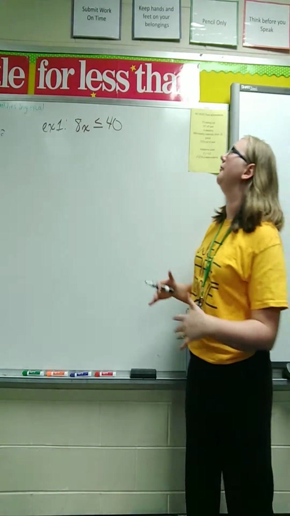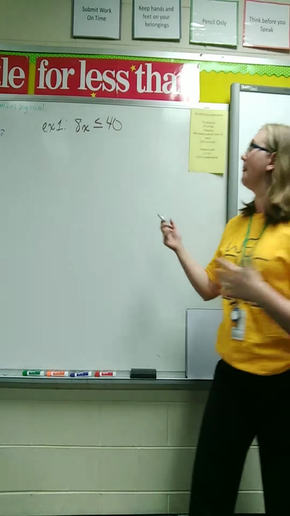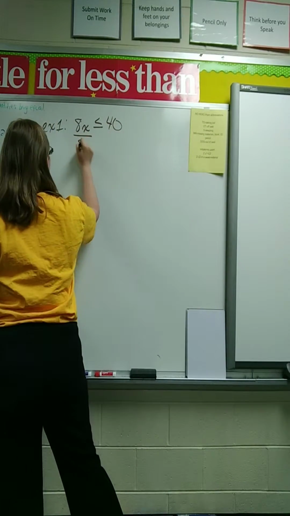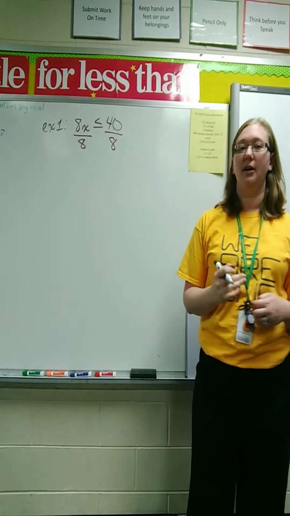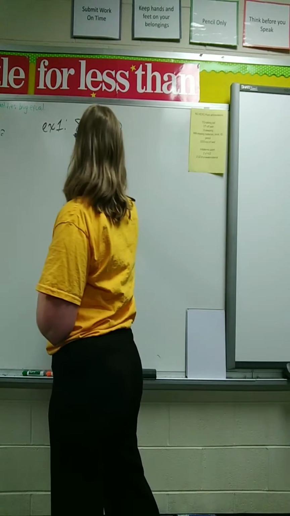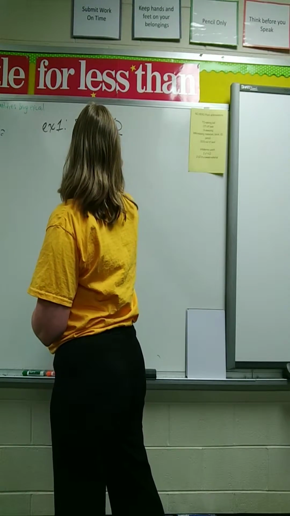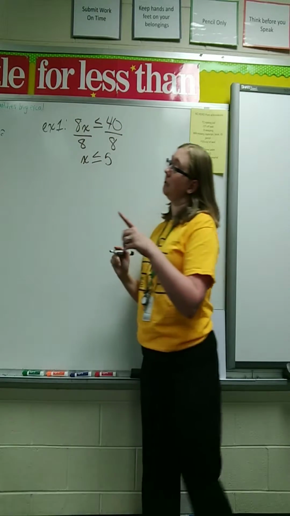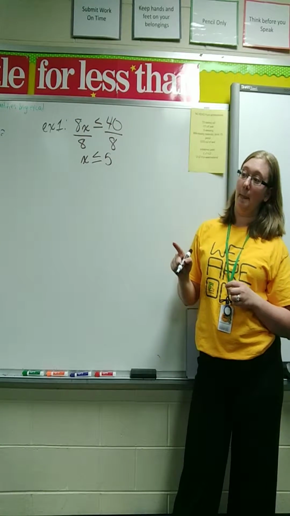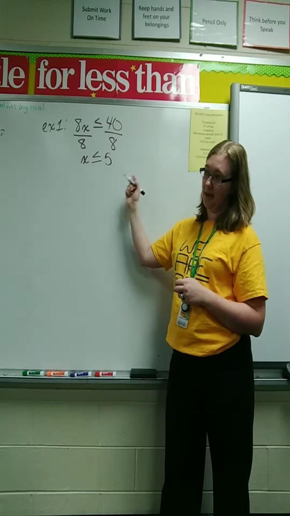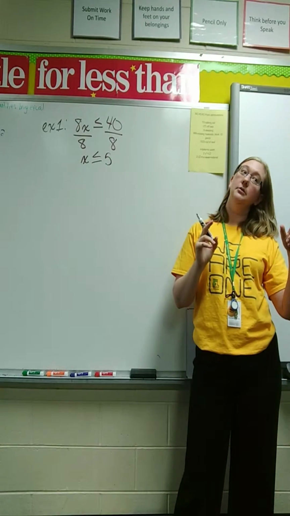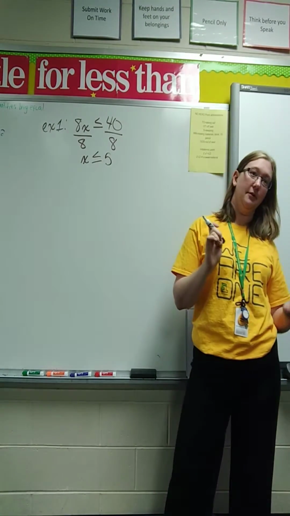So what do I have to do to figure out what x is? Divide each side by 8. Fantastic. Because that's the number that's attached to my variable. So then I'm left with x is less than or equal to 5. Not equal to, we're working with inequalities. So x is less than or equal to 5. Equal. Not equal. Less than or equal to.